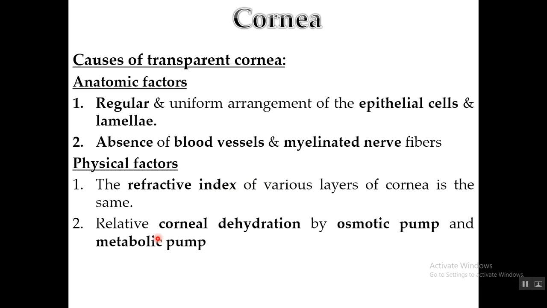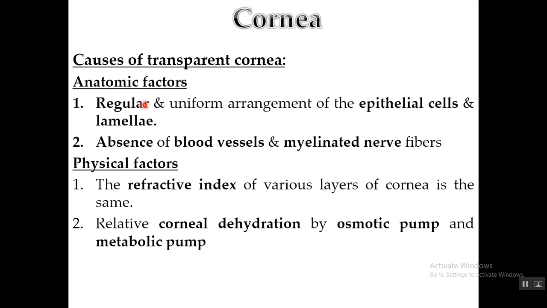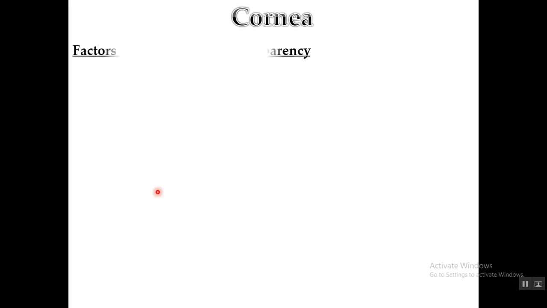Number 2, the relative corneal dehydration. What is meant by relative corneal dehydration? Dehydration means removal of the water from the cornea by what's called the osmotic pump and metabolic pump. These are the physical factors. Again, the causes for the transparent cornea: anatomical factors and physical factors.